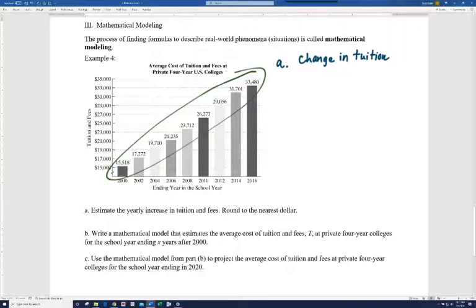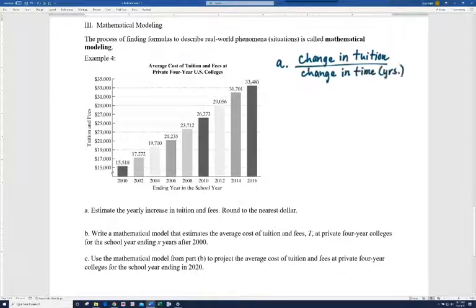$15,518. This is tuition and fees per year, and it goes up to $33,480 over this period of time. So it's going to be the change in tuition divided by the change in time, which is in years. And that's how we're going to find the change in the tuition per year.